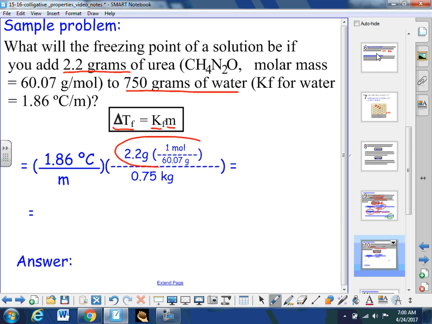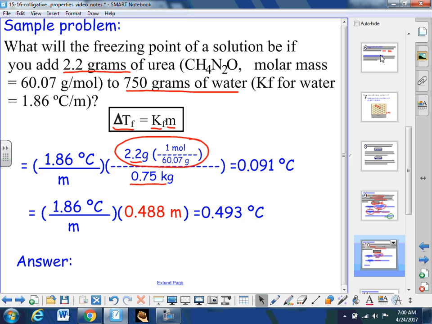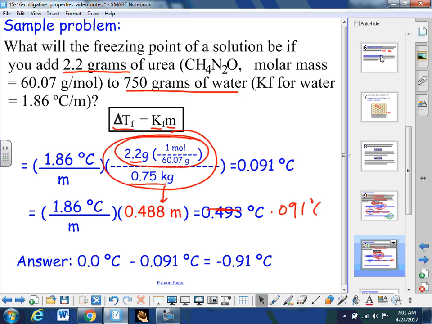Here is converting mass of solute to moles, mass of solvent to kilograms. And we have a freezing point change of 0.091 degrees. And to solve for molality, if you want to do this in a stepwise fashion, you can calculate molality separately to get that. And we have a change of 0.091 degrees Celsius. And so your final answer then is going to be 0 degrees minus 0.091 degrees Celsius. Again, it's freezing point depression, makes the freezing point go down.